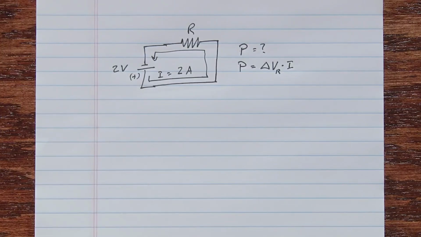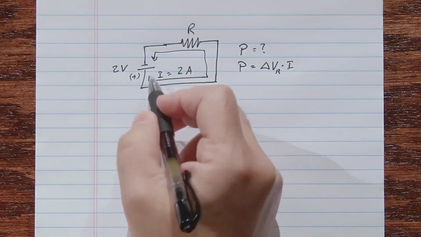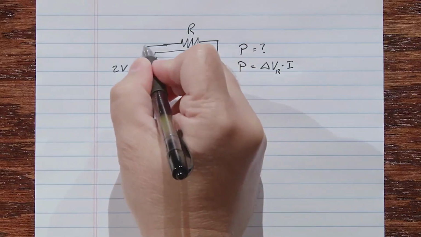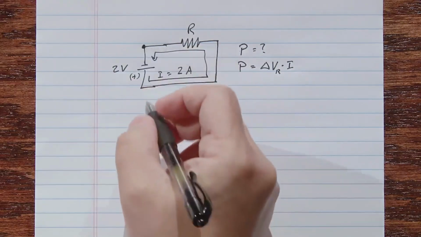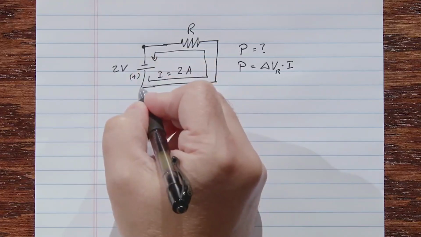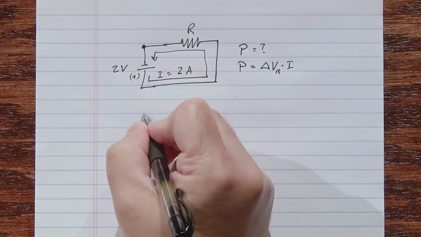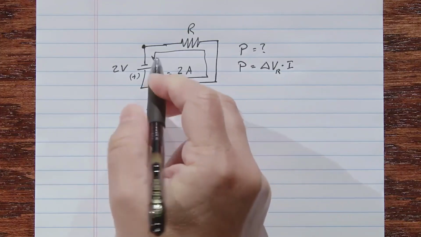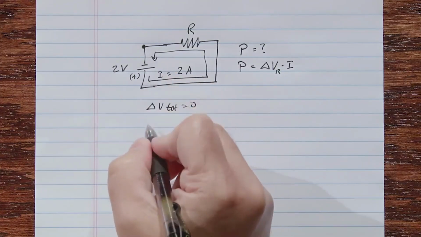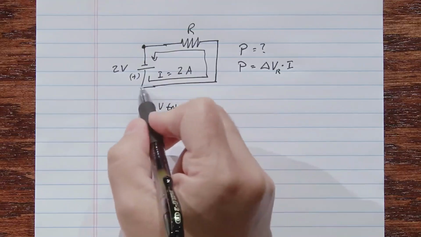Let's show that using our equations. Let's use our Kirchhoff's voltage law, starting from here and going around. Going from here, we're going positive 2 volts. So delta V total is equal to 0. So our first step going here would be plus 2 volts.